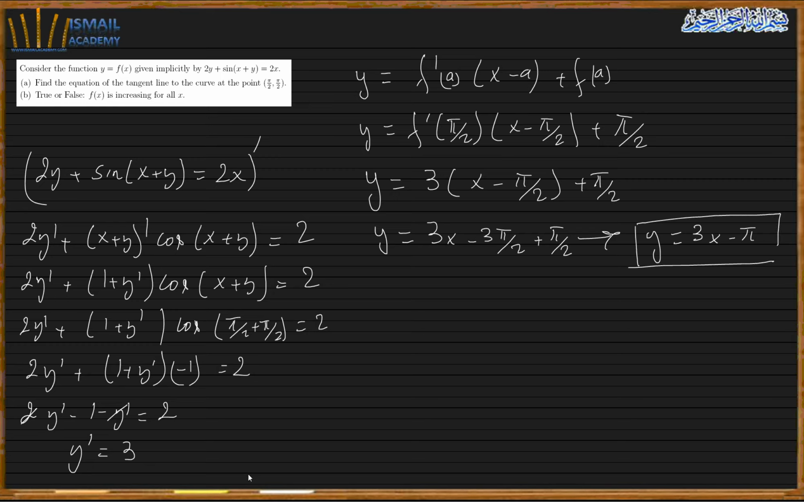So is it true or false that f of x is always increasing? In that case I'm going to pick this statement from here. So from here I'm going to answer this question. I'm going to solve for y prime and see if it's always positive or not. So what I do here, I do 2y prime plus 1 plus y prime cosine. Let me put a line here.